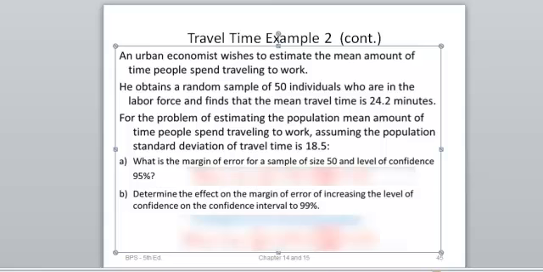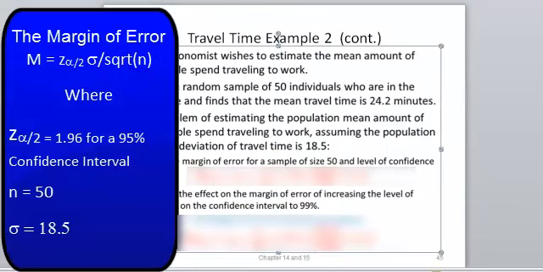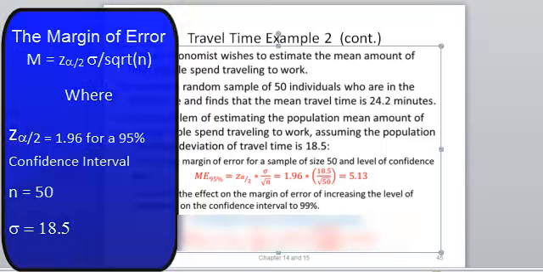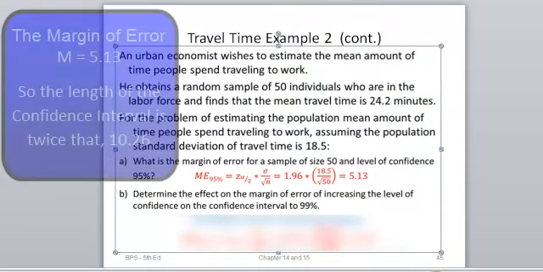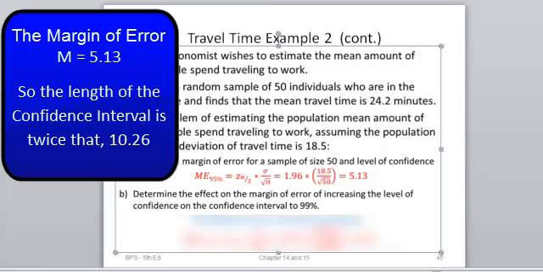So, to calculate the margin of error for a 95% confidence interval, well, first of all, we know that the margin of error for the 95% is the critical value times the standard error, the population standard deviation divided by the square root of n. In this case, for a 95% confidence interval, the critical value is 1.96. We were given a population standard deviation of 18.5 and the sample size of 50. So our margin of error is 18.5 divided by the square root of 50. I multiply that by 1.96 and I now have the margin of error, 5.13. So the whole width of the confidence interval would be twice that, or 10.26.